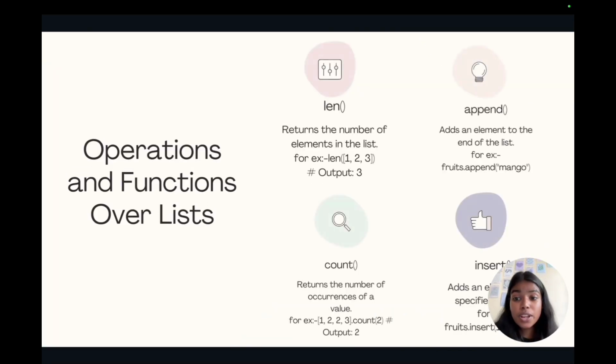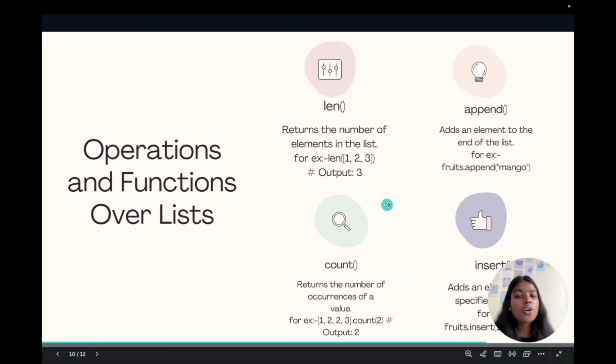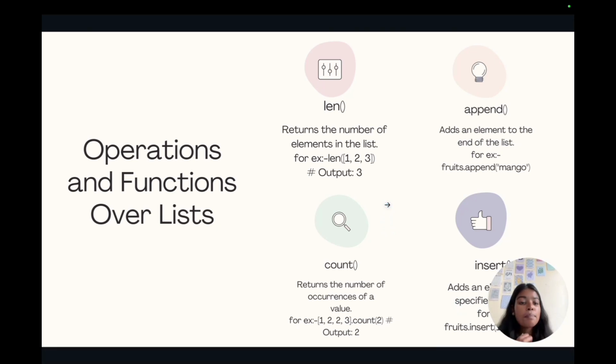Now let's see what the operations and functions over the list are. First one is len, which returns the number of elements in the list. For example, len of 1, 2, and 3. Here the number of elements is 3, so the output will be 3. Append. Append means adding an element to the end of the list. For example, fruits.append(mango). It will add mango to the end of the list.